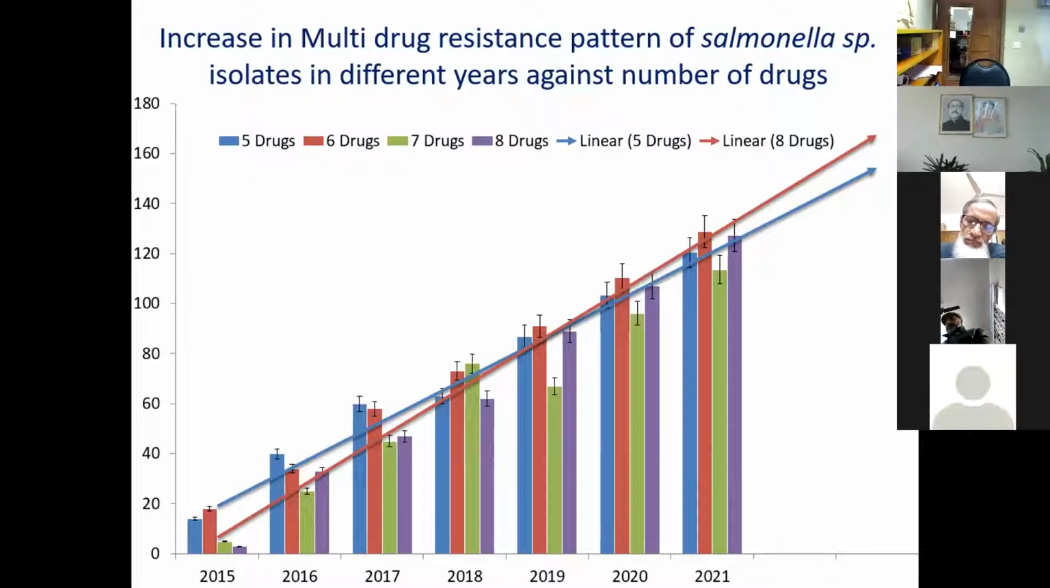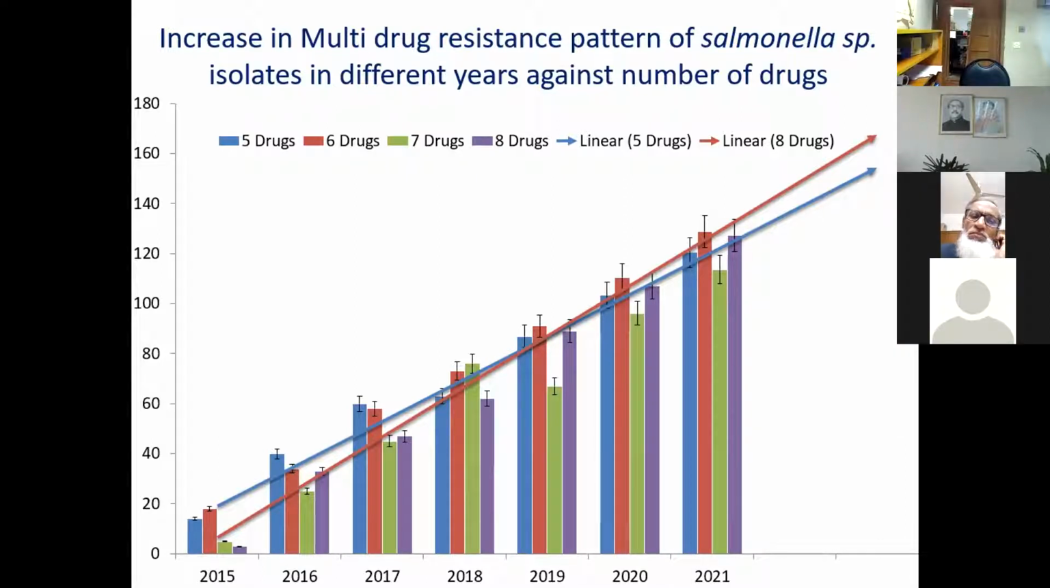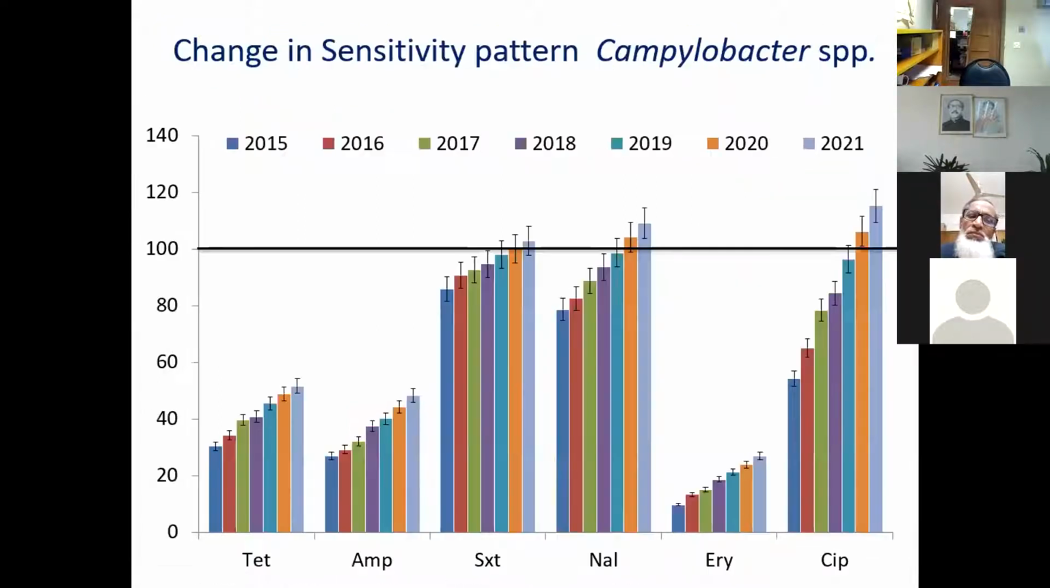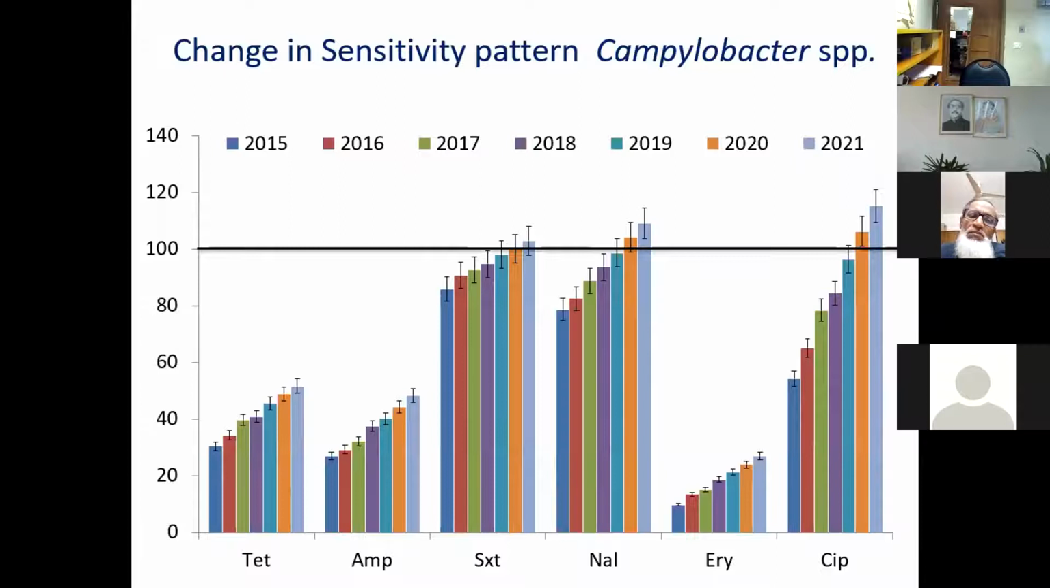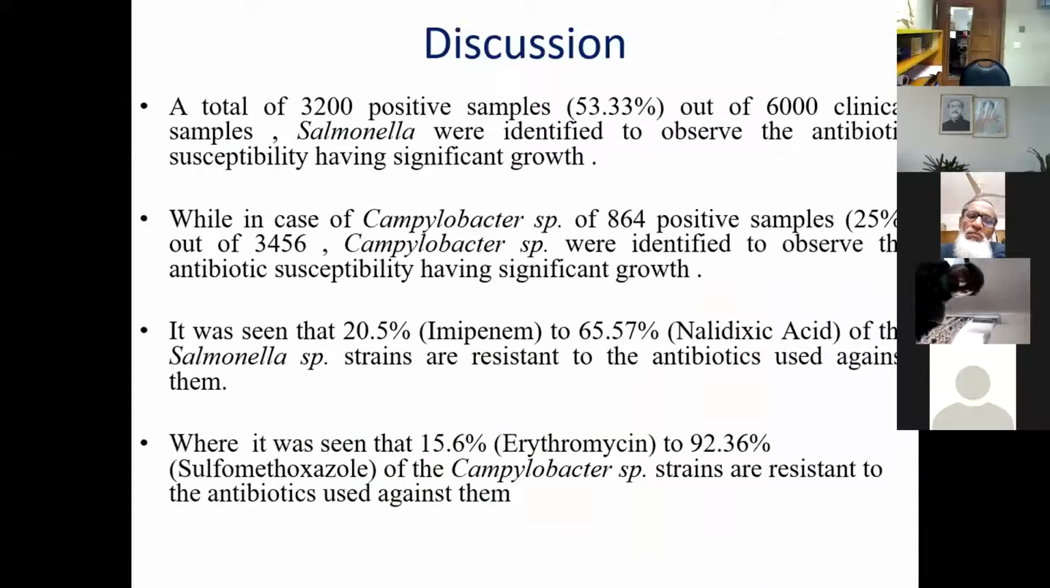So what will be the scenario after 5 years? We won't have any antibiotic left, if we cannot discover new generation antibiotics. Otherwise it will be completely impossible for us to treat these types of foodborne infection. This is the same for Campylobacter jejuni.